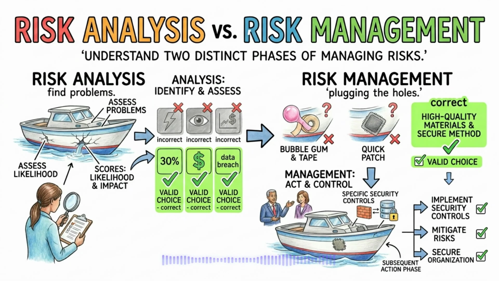Risk management is the subsequent action phase, where organizational leadership actually makes decisions on how to address those identified risks and implement specific security controls. Simply put, risk analysis points out the holes in the boat, while risk management is the active process of choosing the right materials and plugging the holes.